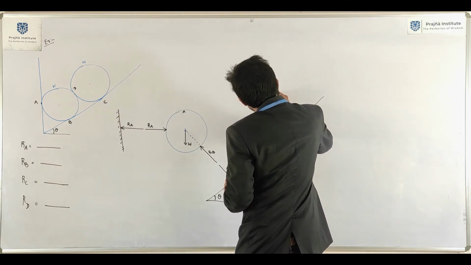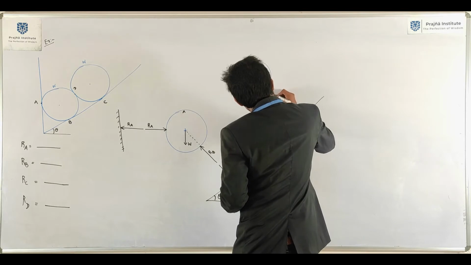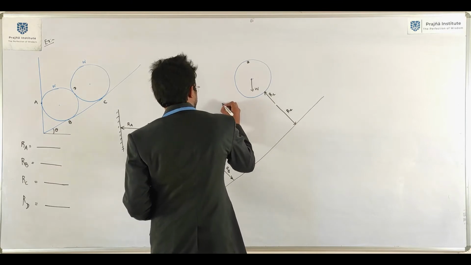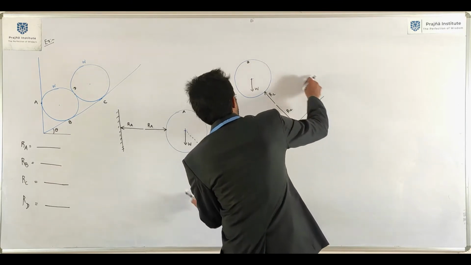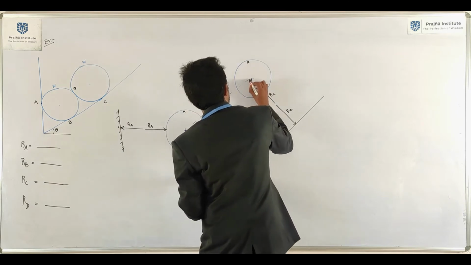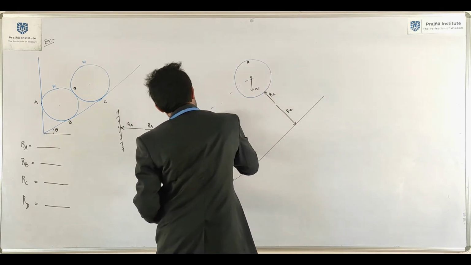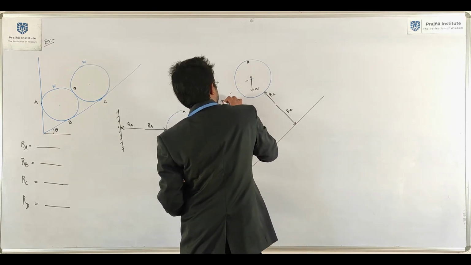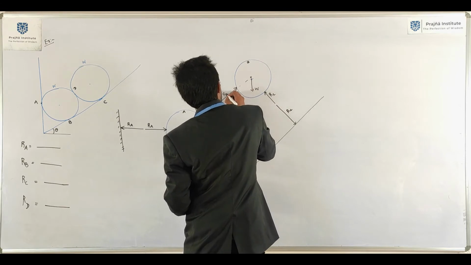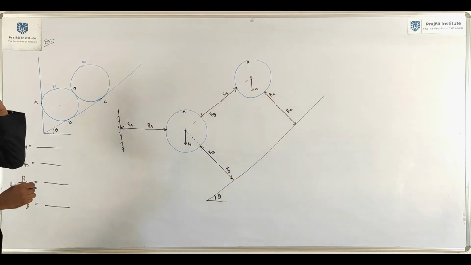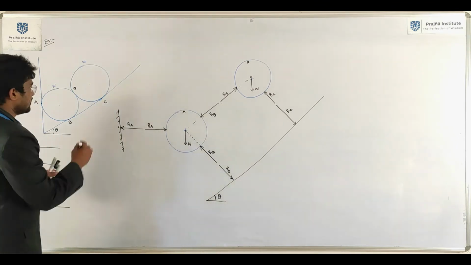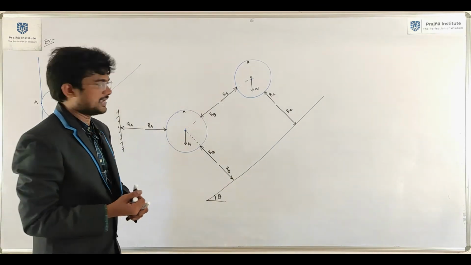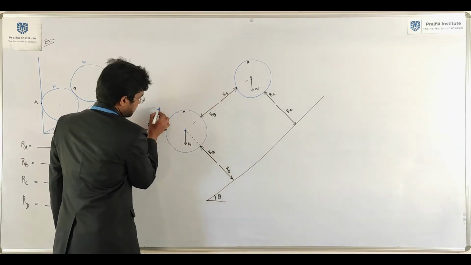At every contact point, two normal reactions will be acting. This is RC. Next, RD is acting like this, another RD will be acting like this. At every contact point, two normal reactions will be acting. Here two, here also two, here two, and here two. That's it. Okay? Now we need to take the angles.